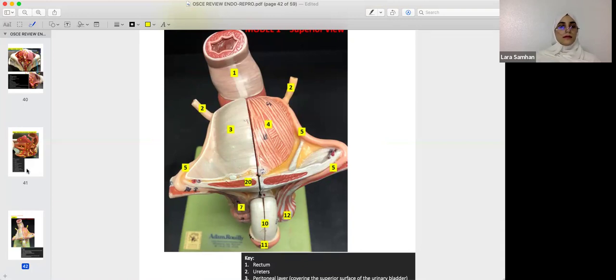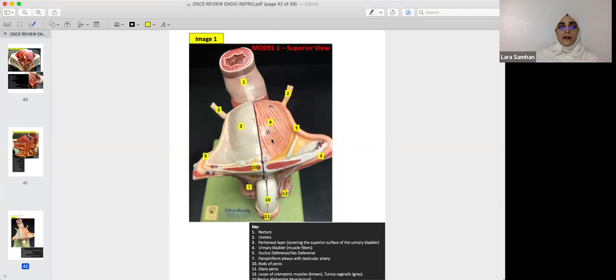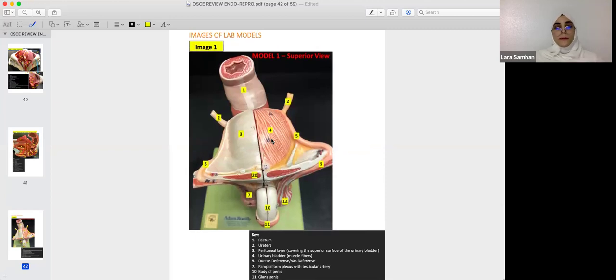Okay, moving on. So this image is all the way from up. This shows basically the male genitalia. We have in here this one, and this one. So basically, this is the rectum, and this is all the way the urinary bladder. Okay, so let's get more oriented to it. We have in here number one, basically the rectum, right?